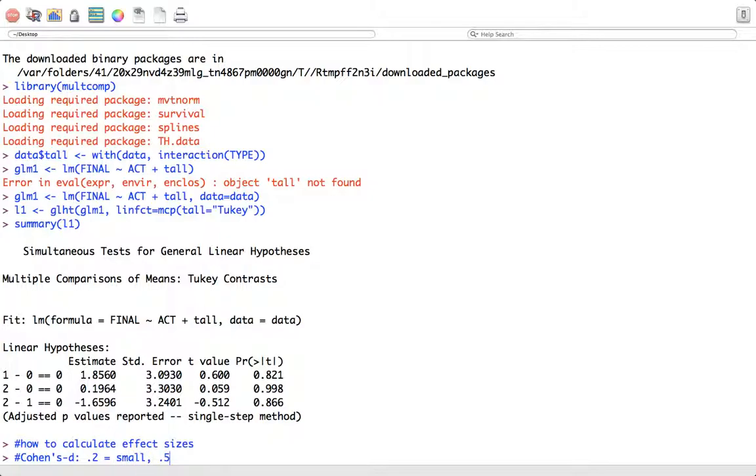Cohen's d of 0.5 says that we have a moderate effect. And Cohen's d of 0.8 tells us that we have a strong effect. I think of anything over 1, 1.1, 1.2 is very strong.